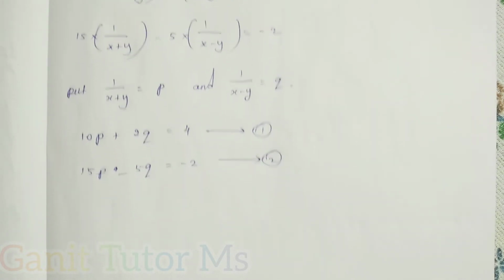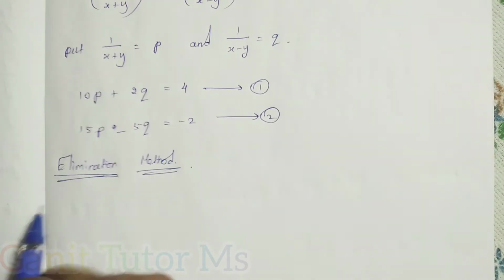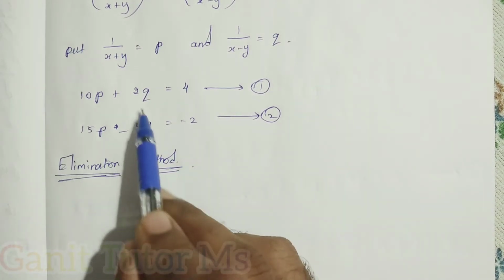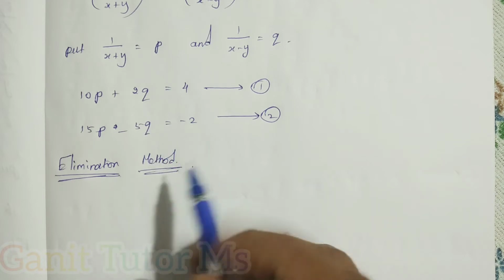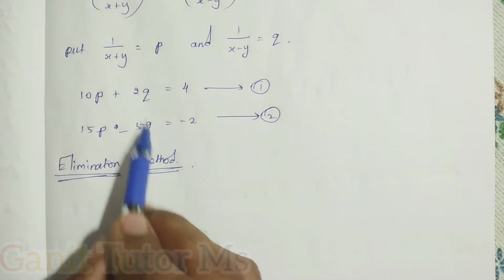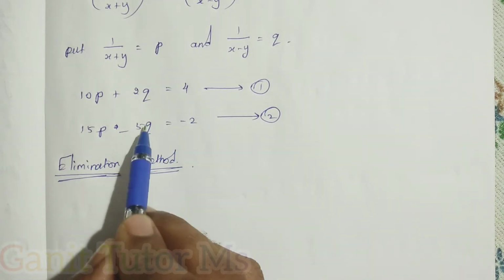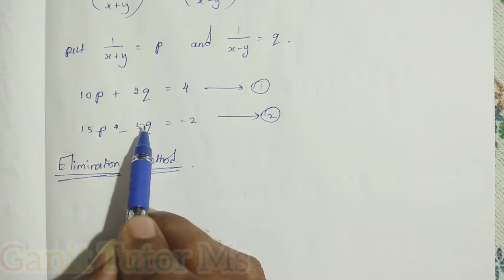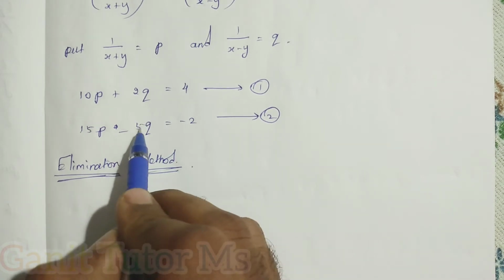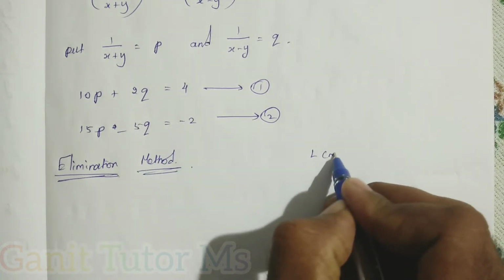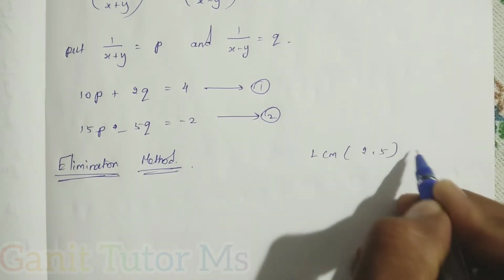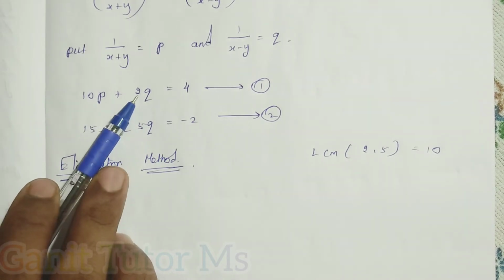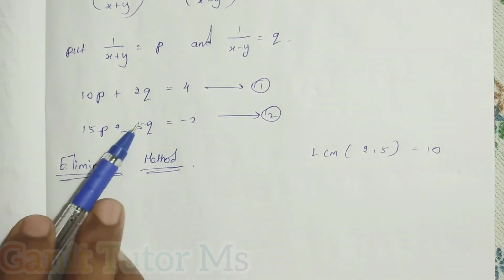Here I can go with the elimination method. Clear? In the elimination method, we can remove any one variable. Here I can remove the variable q. Now when I want to remove the variable q, the coefficient of q in both equations should be the same. Here it is 5, here 2. So we can find the LCM of 2 and 5, that is 10. I want to make the coefficient in the first equation, which is 2, a 10. Here also 10.